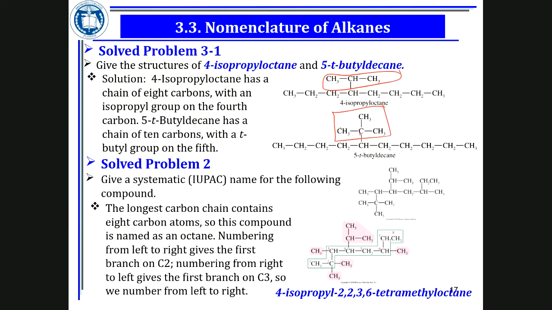Do you number from right to left or left to right? You count it first: 1, 2, 3, 4, 5, 6. If you go from left to right, it would be 1, 2, 3, 4, 5. Then this is not correct and this is correct. Going from left to right is correct.